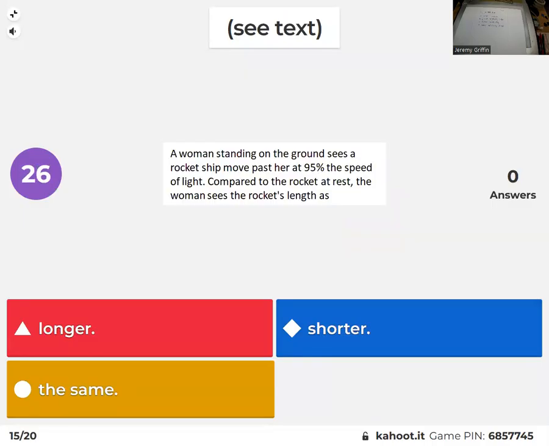Standing on the ground, you see a rocket ship speed by at 95% the speed of light compared to the rocket at rest. What do you see the rocket length as?